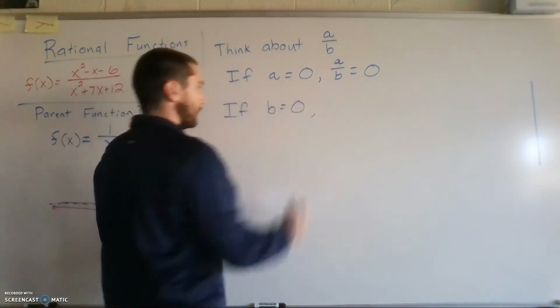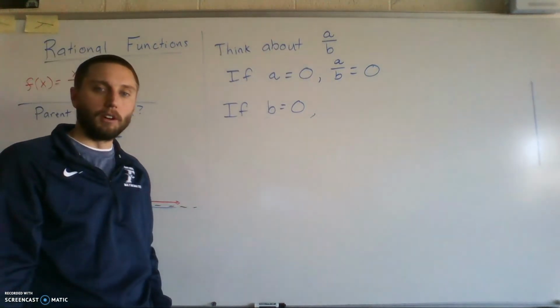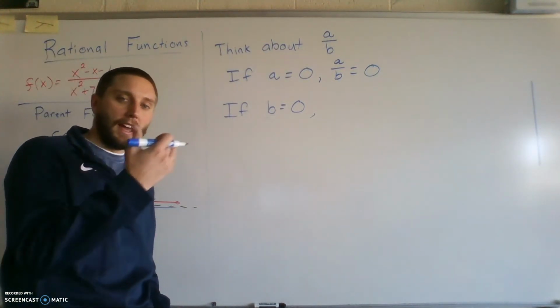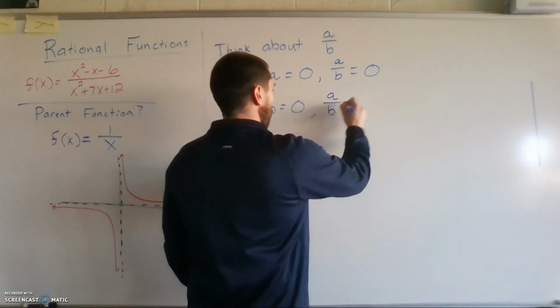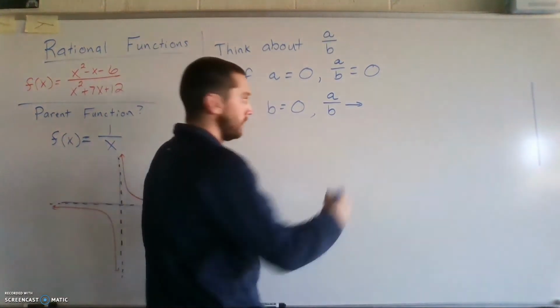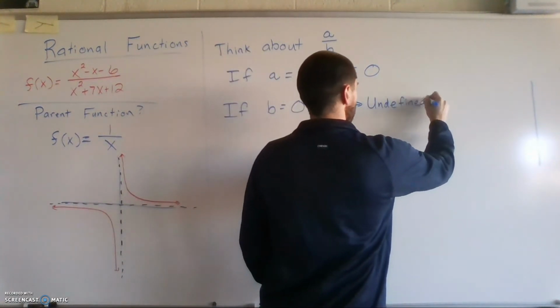What if b is equal to 0? So let's say a is some number, like 3, but b is equal to 0. Then what does that tell me about a divided by b? Well, that means that a divided by b would be undefined, right?